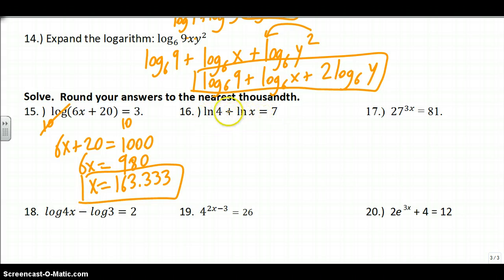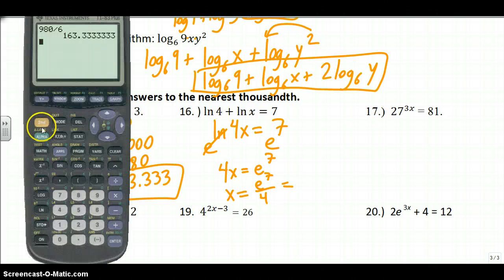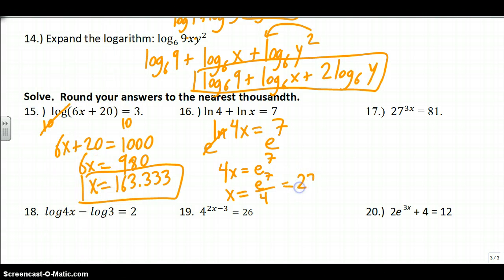All right. This one, before you can bump the base, you have to make them a single logarithm, like 15 was. So the plus becomes multiplication. So that'd be natural log of 4x equals 7. Bump the base. When it's natural log, the base is e. So the e and the natural log cancel. You get 4x equals e to the 7th. So x is going to be e to the 7th over 4, which equals, let's do e to the 7th divided by 4. 274.158. There you go.